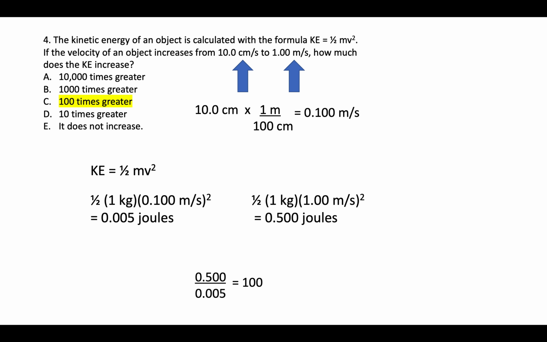Setting up a ratio, we find that it's increased 100-fold. You might have also been able to look to see the difference between 0.1 and 1. That you've moved the decimal one time, a difference of 10-fold, and since we square it, it becomes 100 times different.